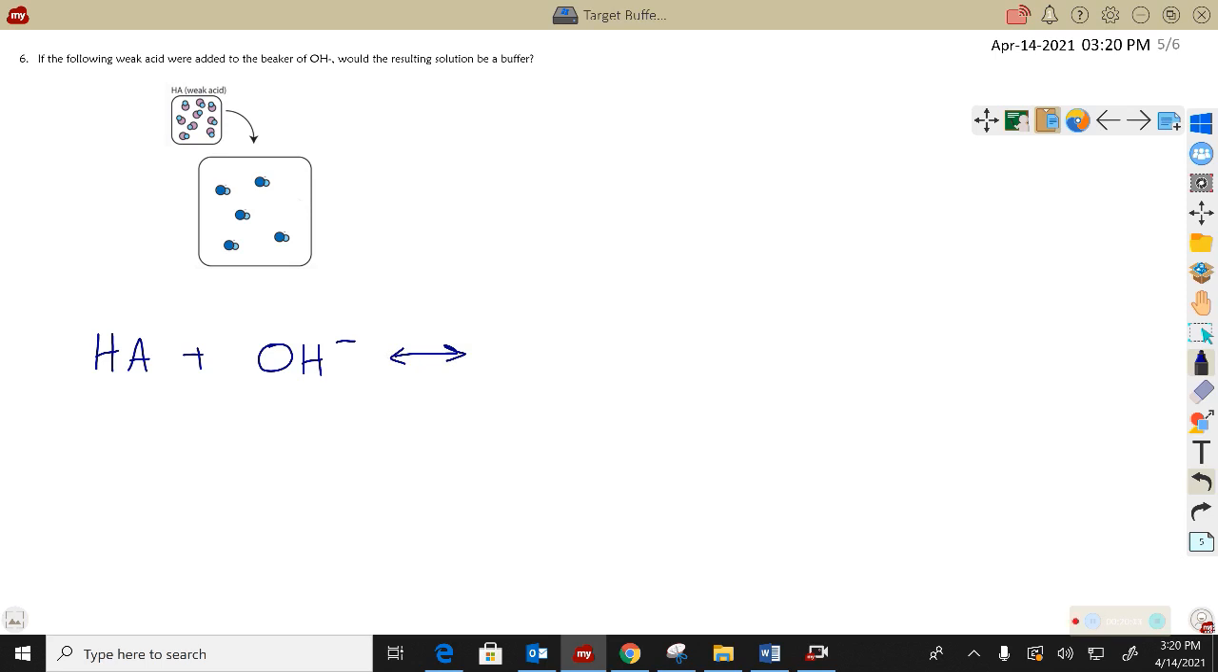All right, well, the acid should be the hydrogen donor. So I'd be left with A minus, my conjugate base, and water. Let's say we do a little ice table. Let's see what we got going on here. 2, 4, 6, 8, 9 of the HA, the weak acid. 1, 2, 3, 4, 5 hydroxides.